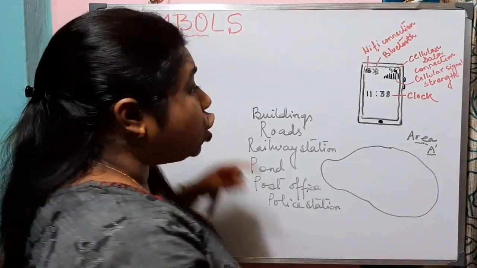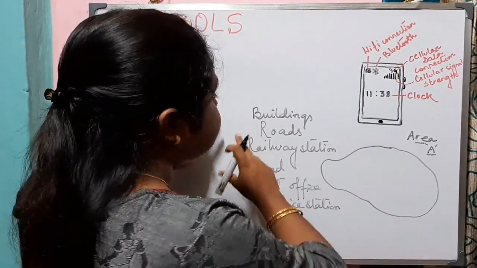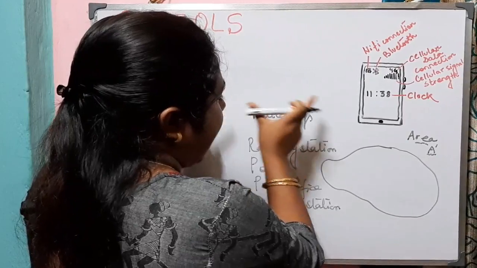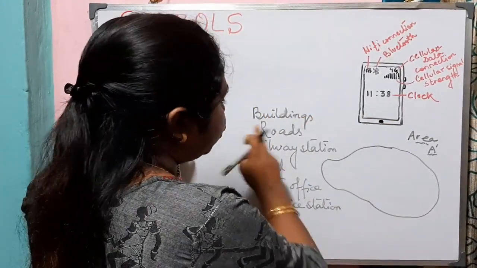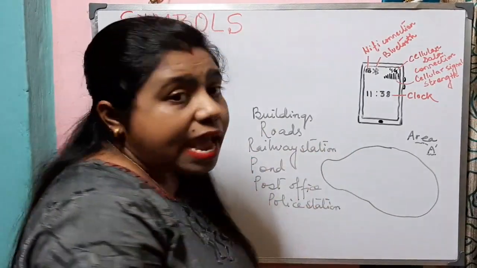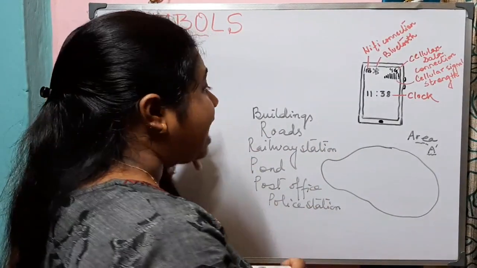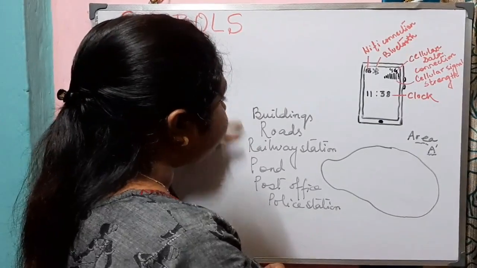Is it possible to show the actual shape and size of these features? Can we draw the actual building in its actual shape and size here in the map, or the roads here in the map, or the railway station? It is not possible to show the actual shape and size of these features.